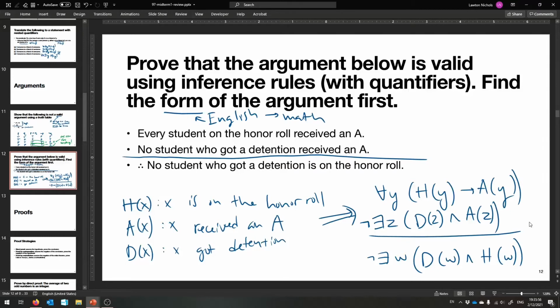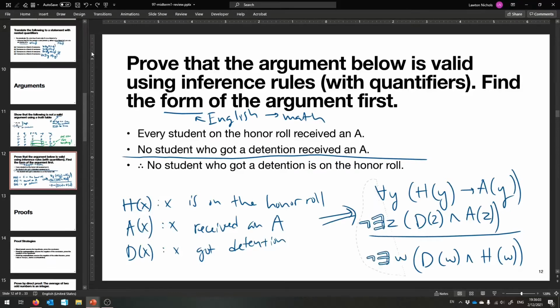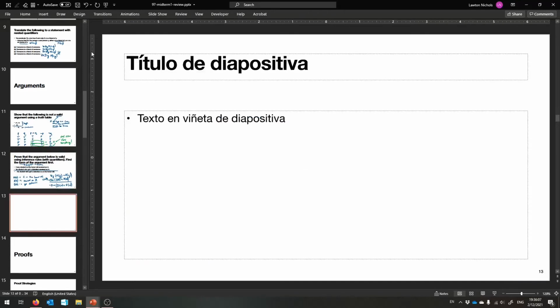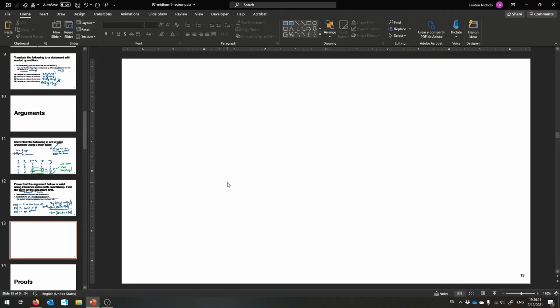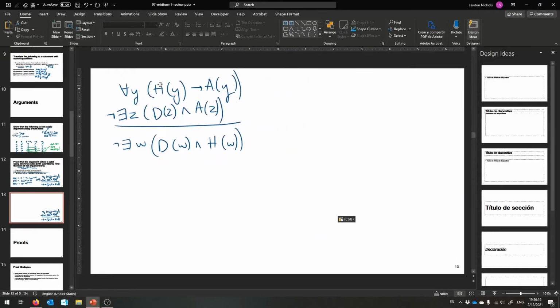Okay, so here's the whole form of the argument. Now we need to prove it. Okay, we have taken away the English to pure math, and now it's our time to shine. This can be blank. Here we go. So this is what we're trying to prove.